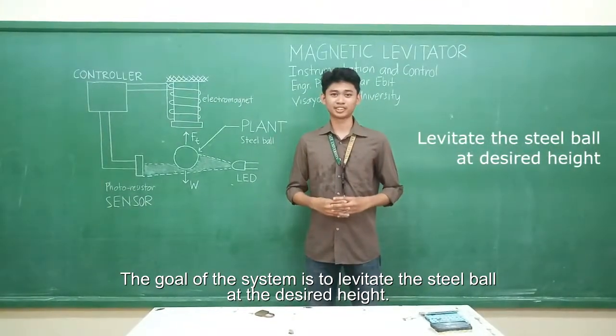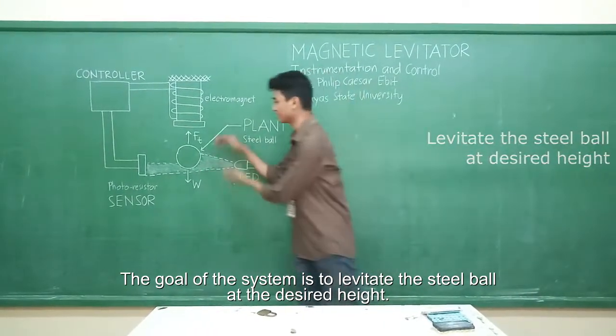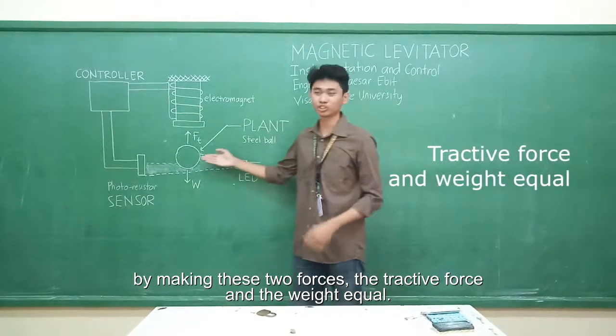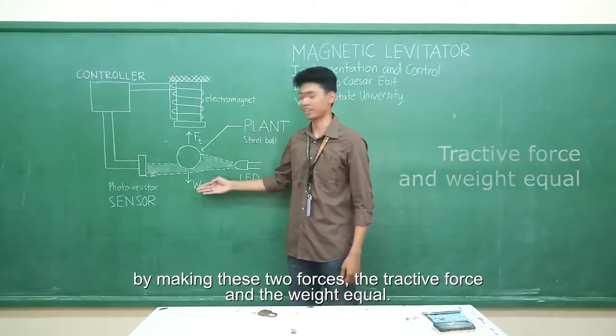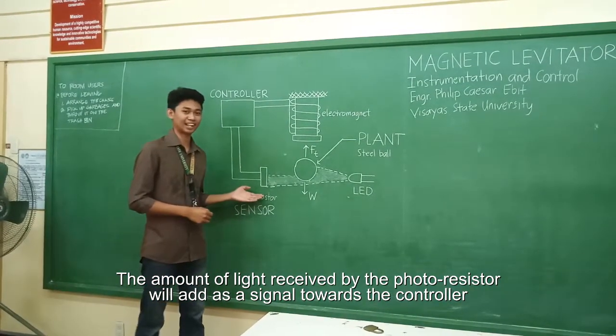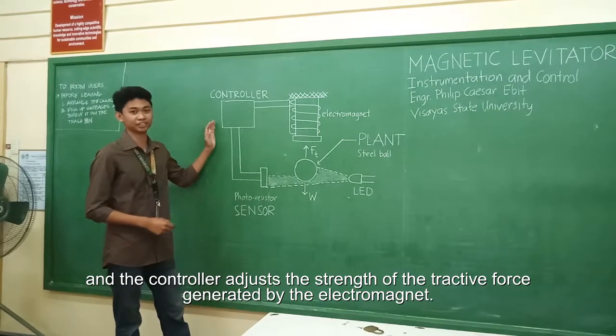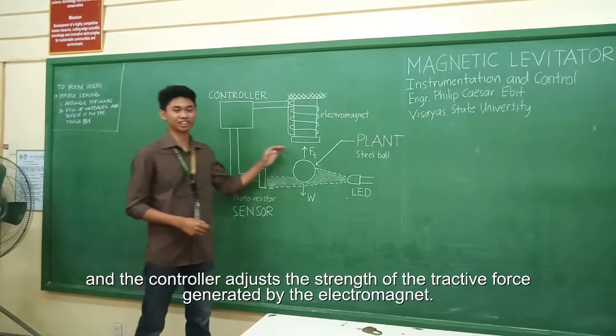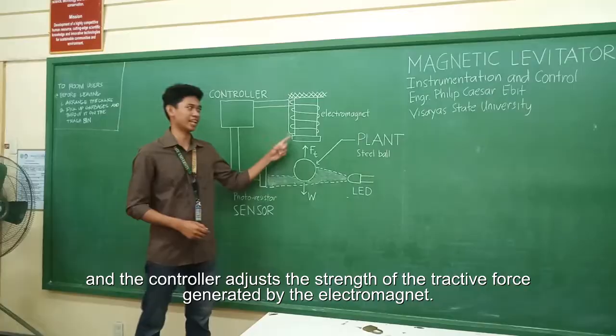The goal of this system is to levitate the steel ball at the desired height by making these two forces, the attractive force and the weight, equal. The amount of light received by the photoresistor will act as a signal to the controller, and the controller adjusts the strength of the attractive force generated by the electromagnet.